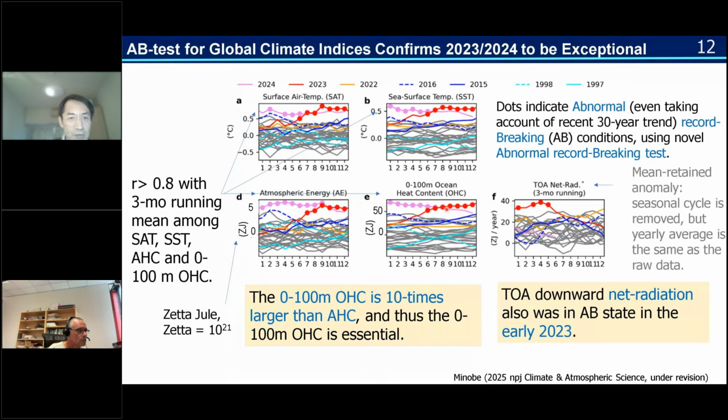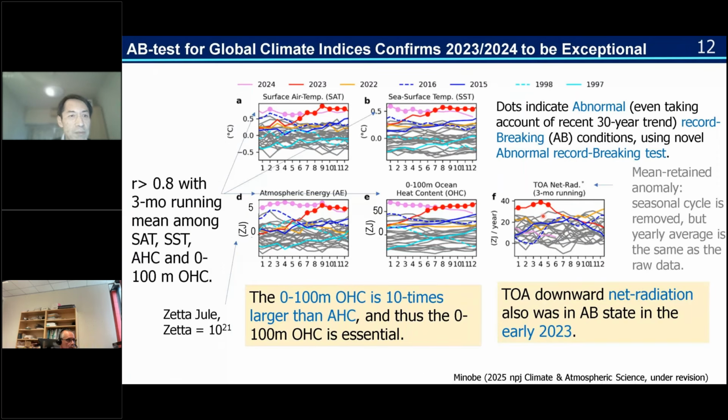And actually, these four time series are highly correlated, with a correlation coefficient larger than 0.8. So these four time series are essentially different aspects of the same phenomenon. And also, it is important to note that the top of atmosphere net radiation exhibits abnormal record-breaking conditions in the early part of 2023.